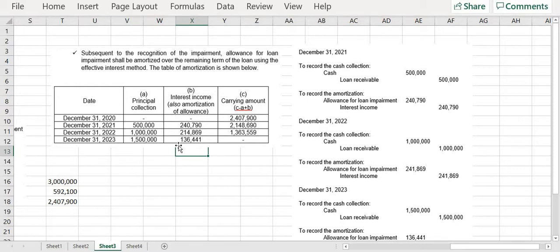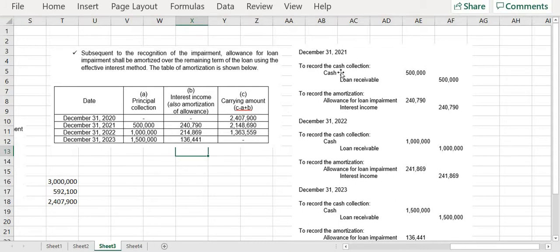1.5 million minus the carrying amount in 2022, which is 1,363,559. Then you should get an interest income of 136,441. Okay? So, ganun yun. Ayan. So, for the journal entries naman, by the way, zero na yung carrying amount, kasi this is the final collection naman, di ba? Zero na yung carrying amount niya dito.